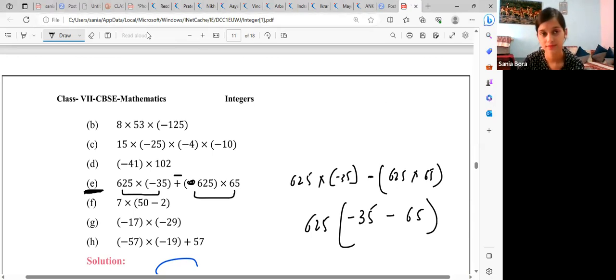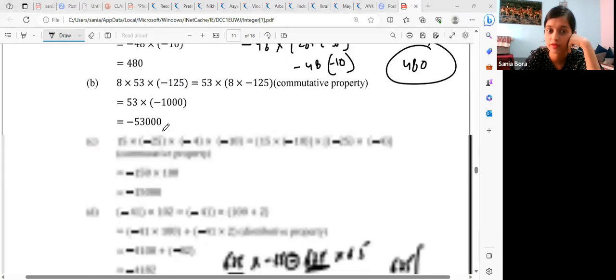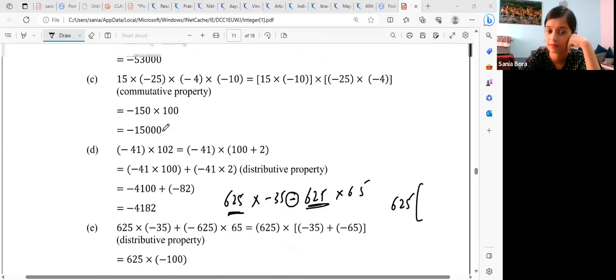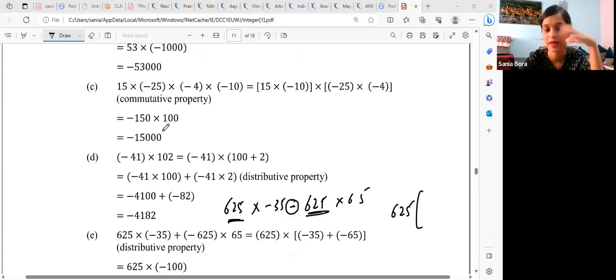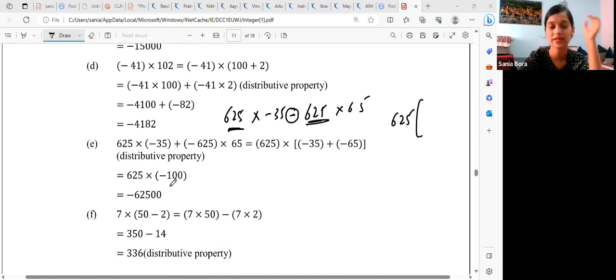Yes or no? No? Okay. Yeah, I can. It's minus 100. After solving the bracket, you are getting minus 100, na? Yeah. And then multiply it? Minus 625. Minus 625,000. Yes. Right? It's not only 625. Okay, so quickly write down in your notebook. Oh, it's 62,000.